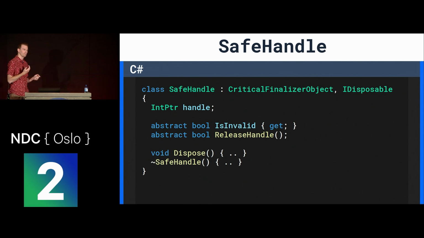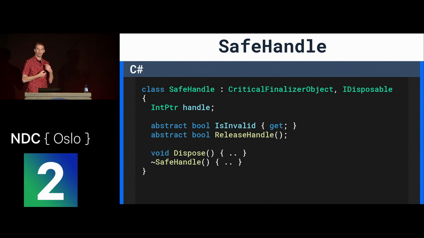It gives us some point to implement to know whether or not the handle is valid, and it gives us some code to implement to actually release the handle, which will mean calling some Rust function to deallocate it. We can't deallocate Rust from C#. We have to call into Rust to do it. What safe_handle gives us is an implementation of dispose that synchronizes the calling of that release handle that we can call manually, and it gives us a finalizer.